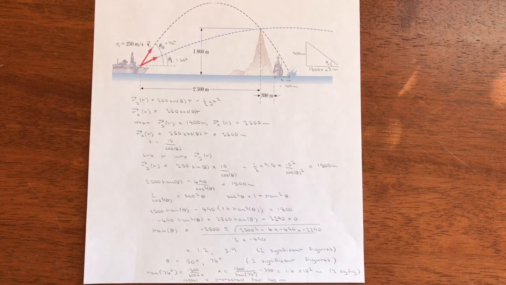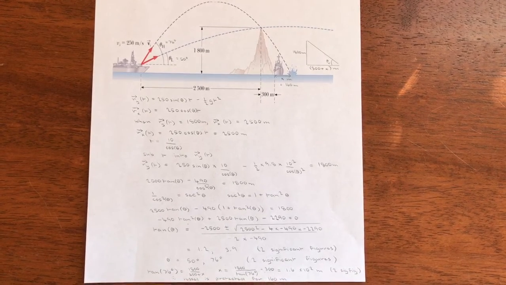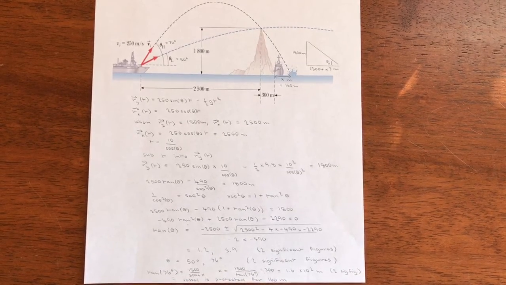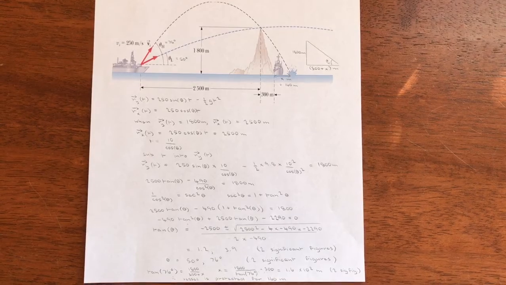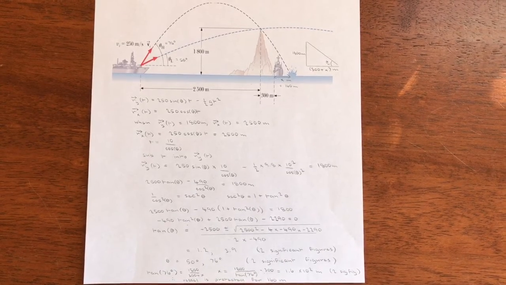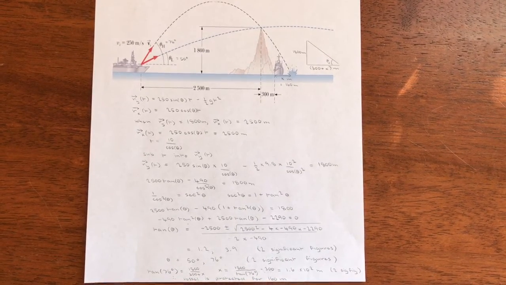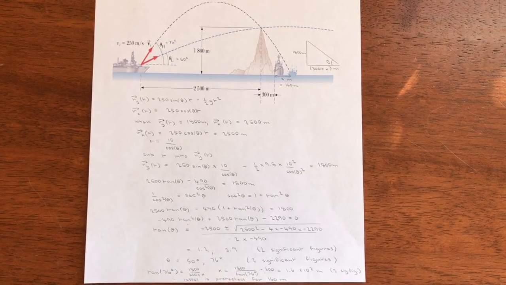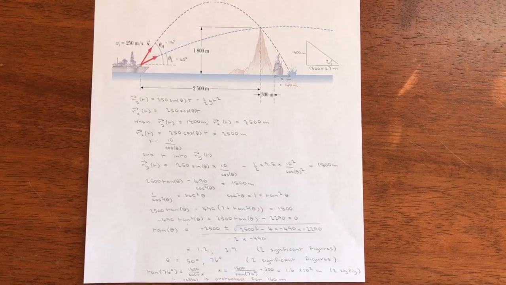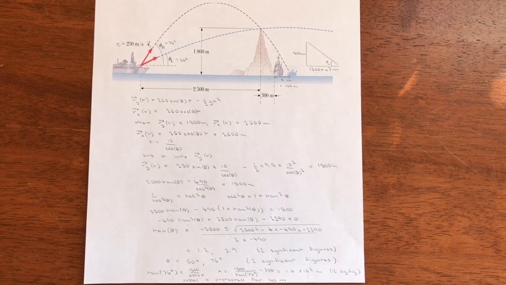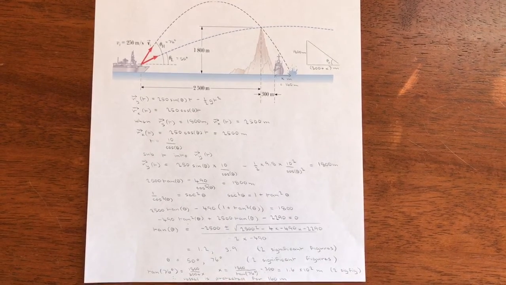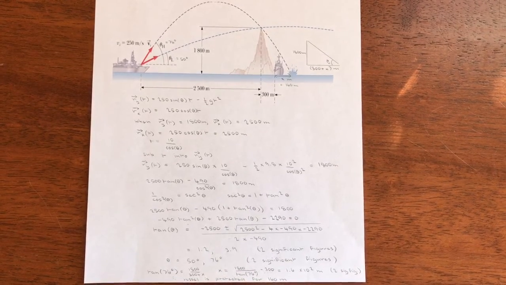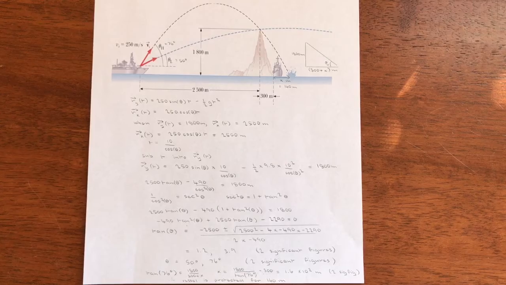which can be solved to find the two angles, the maximum angle and the minimum angle for which the projectile will be able to pass over the mountain with the given initial velocity of 250 meters per second. Solving this quadratic equation, we get two values, the minimum value theta L and the maximum value theta H.